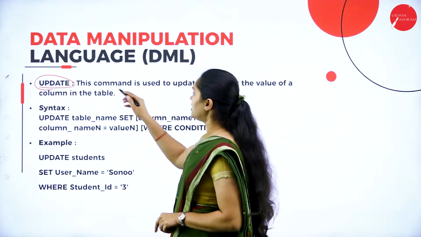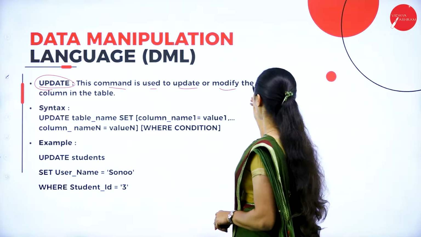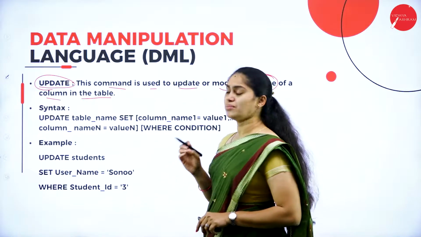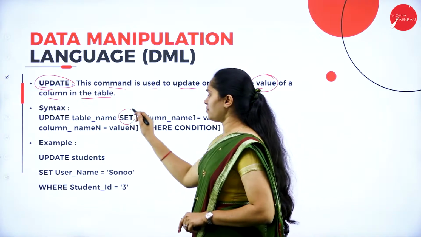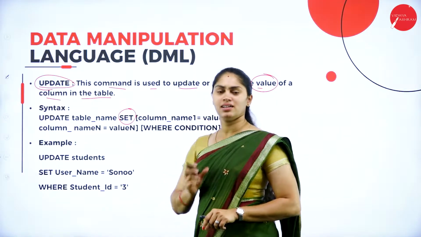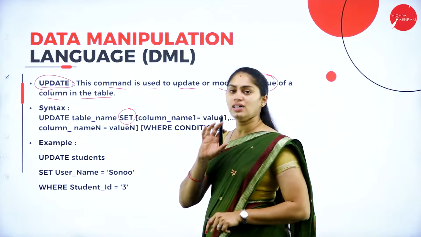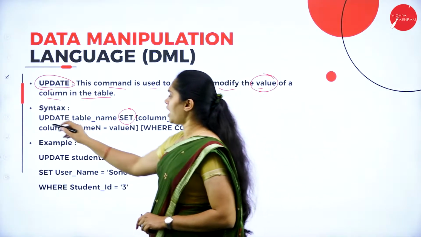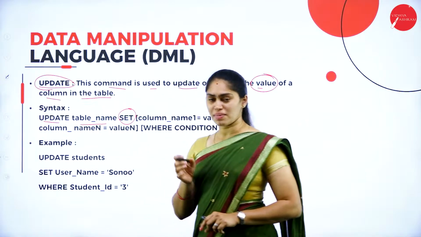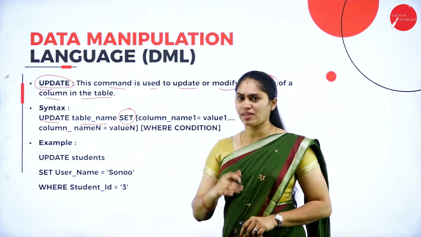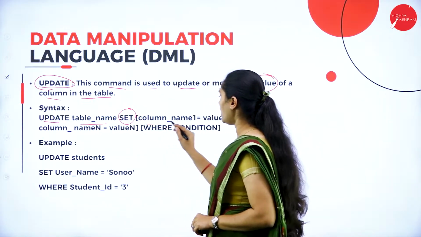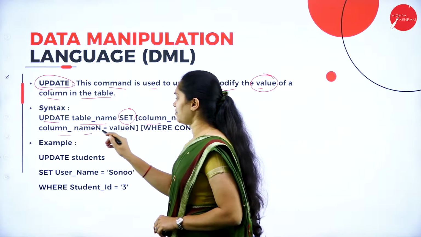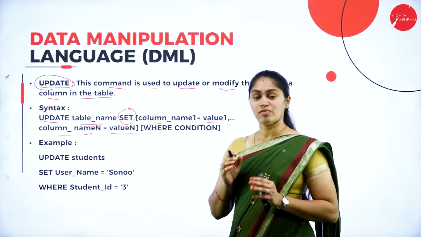So, you can see here, the command is used to update or modify the value of a column in the table. By making use of the SET keyword, we are going to do the alteration. We are updating the value. So, UPDATE table name, I should specify the name of the table, to which table we are updating. SET column name 1 is equal to value 1, up to column name n equal to value n.